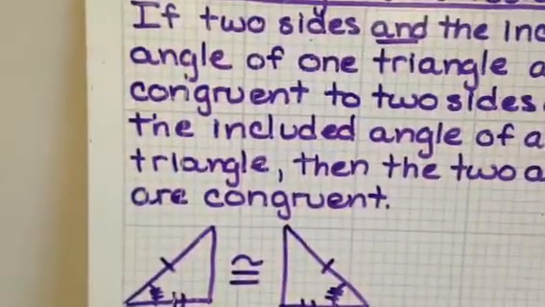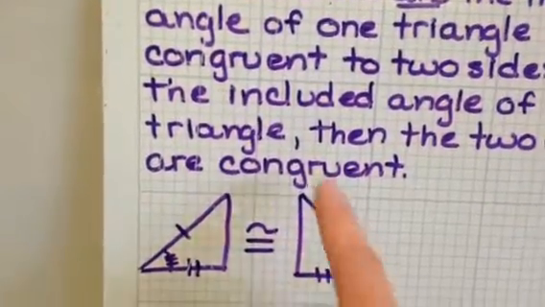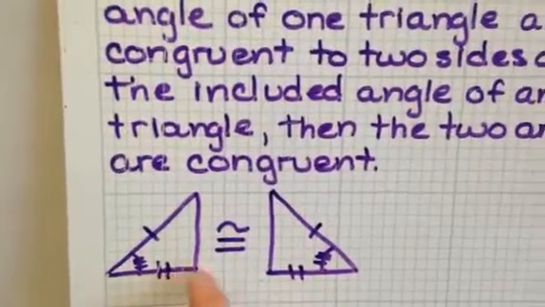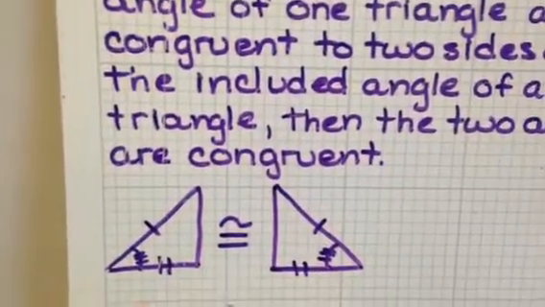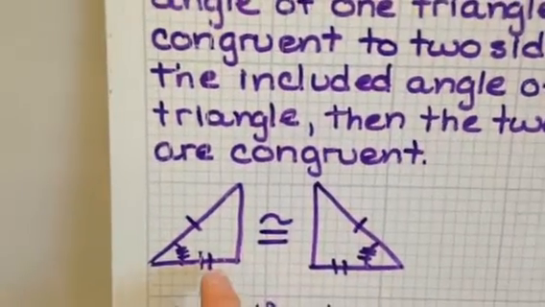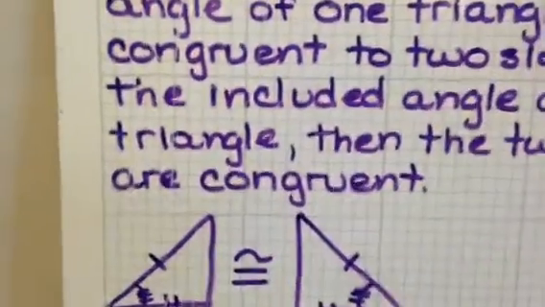So I have a picture here. Here's a triangle and a second triangle. And this side here is congruent to that side. This bottom side is congruent to the bottom side here. And the angle between those two sides is congruent. Therefore, that proves that this triangle is congruent to that triangle.